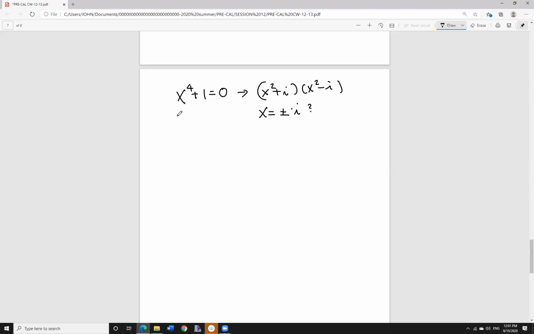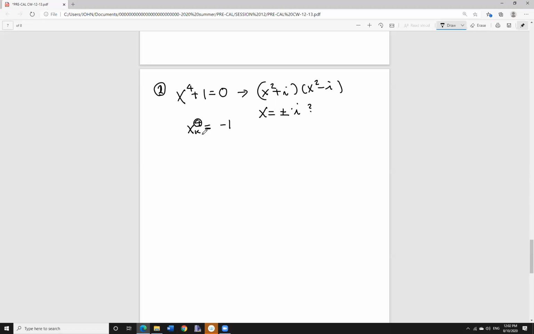Take a look over here. We're going to have another practice. First we set up this one: x to the 4 equals negative 1. That means we are looking for the fourth roots of negative 1. So we're going to find the fourth root of x, with k. There will be x0, x1, x2, x3. There will be 4 roots. We know that.